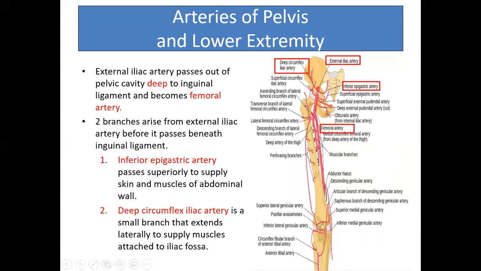There are two branches that arise from the external iliac artery before it passes beneath the inguinal ligament. We have the inferior epigastric artery and the deep circumflex iliac artery. The inferior epigastric artery passes superiorly, going up to supply the skin and muscle of the abdominal wall, and the deep circumflex iliac artery is a small branch that extends laterally to supply the muscle attached to the iliac fossa.